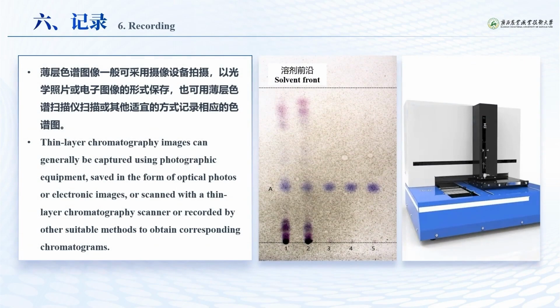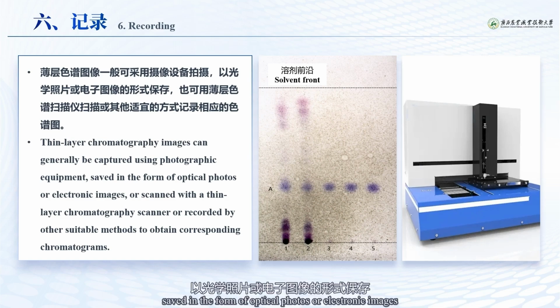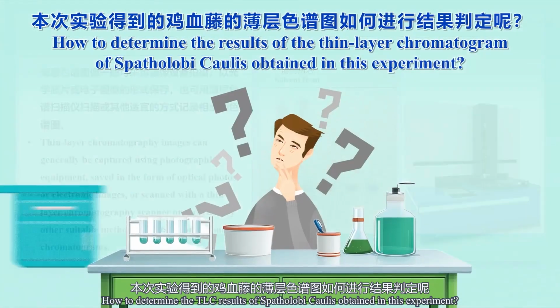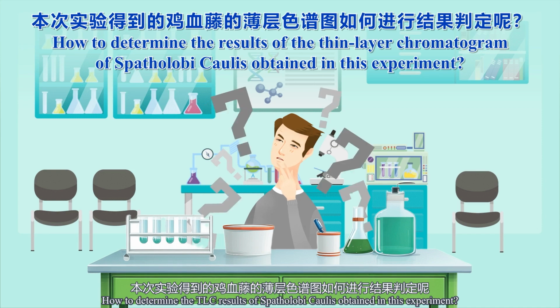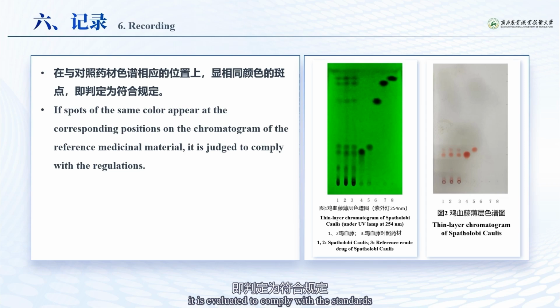Sixth, recording. Thin layer chromatography images can generally be captured using photographic equipment and saved in the form of optical photos or electronic images, or scanned with a thin layer chromatography scanner, or recorded by other suitable methods to obtain corresponding chromatograms. How to determine the TLC results of the Spatholobus stem obtained in this experiment? If spots of the same color appear at the positions corresponding to the reference medicinal material chromatogram, it is evaluated to comply with the standard.